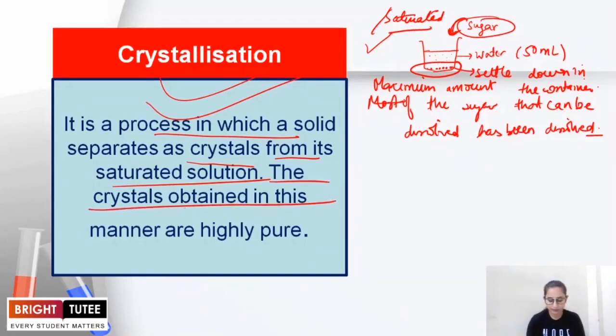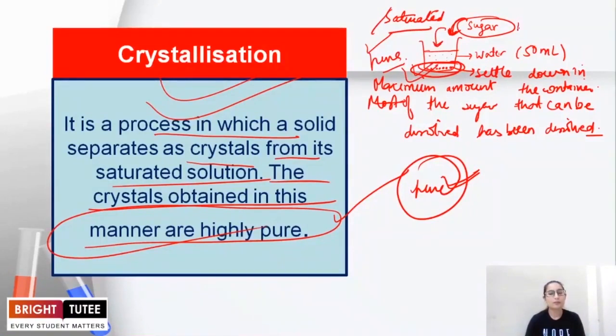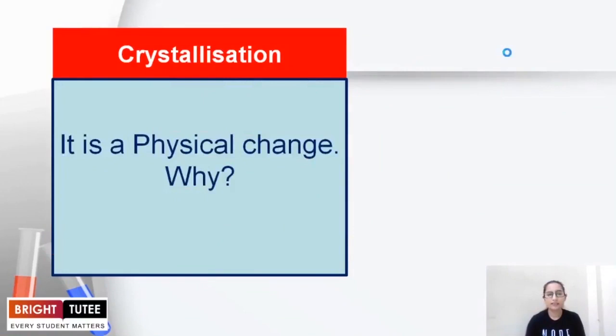The crystals obtained in this manner are highly pure. What is the use of this procedure then? We are now understanding the use as well: the crystals that separate out are highly pure. So crystallization is done intentionally as well to produce pure crystals of substances. For example, the sugar that has settled down here is pure. The sugar that you dissolved may have been impure, it may have had some impurities dissolved in it. But the sugar that is separated out of the solution as a result of crystallization is highly pure, right?